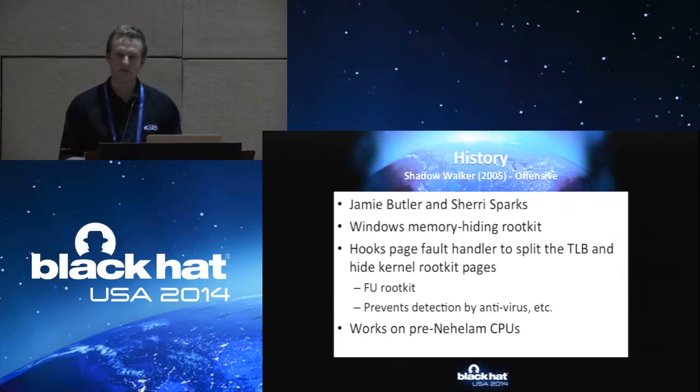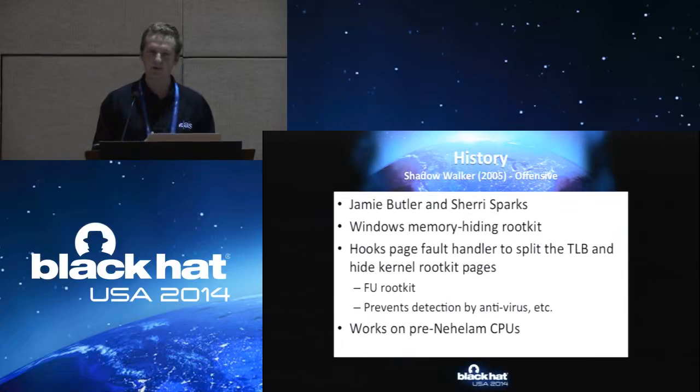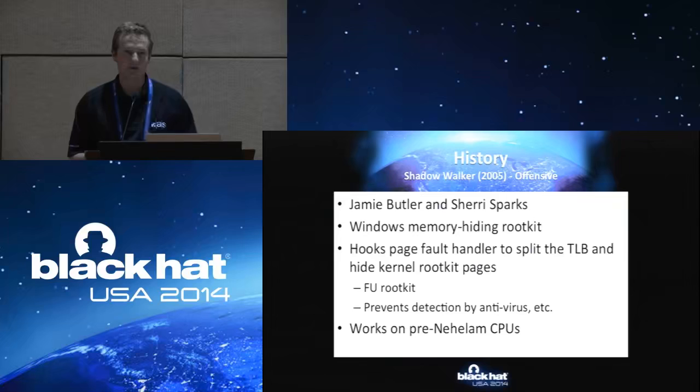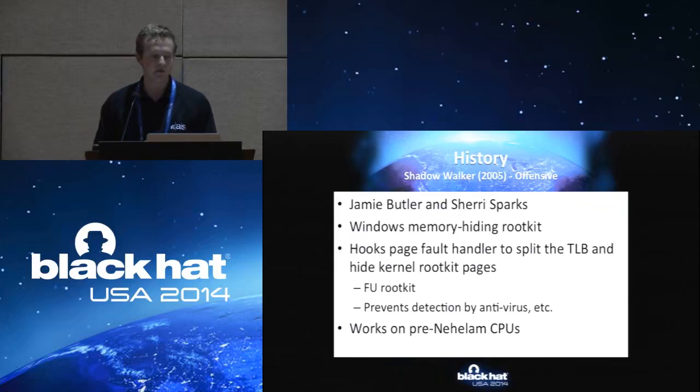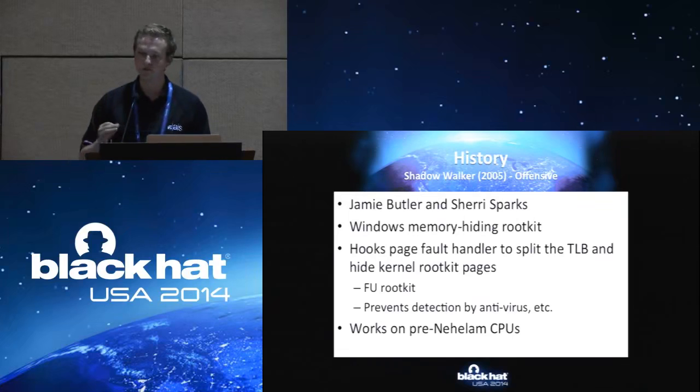Jumping ahead 5 years and swinging from a defensive capability to an offensive capability, Jamie Butler and Sherri Sparks came out with the Shadow Walker rootkit. Pretty well known. I'm guessing probably some of you have heard of it. It was a memory hiding rootkit. So rather than just denying access to, say, an instruction fetch versus data fetch, it actually pointed where the memory was accessed to different locations.